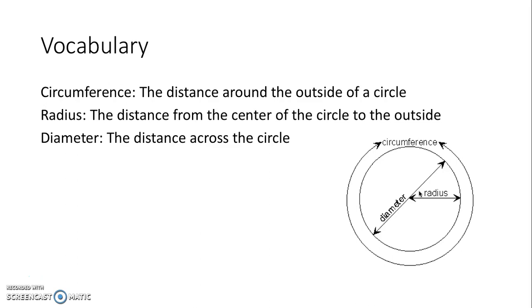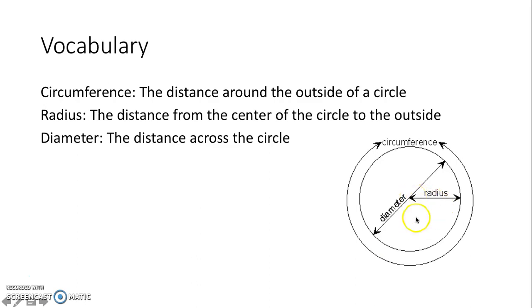Circumference is the distance around the outside of the circle. If you look at this diagram, it's the entire distance around the outside of the circle, all the way around. The radius is the distance from the center of the circle to a point on the outside. You see how it starts in the center and goes to the outside of the circle. And the diameter is the distance across the circle, so all the way across.